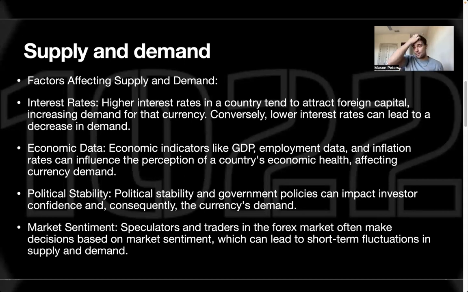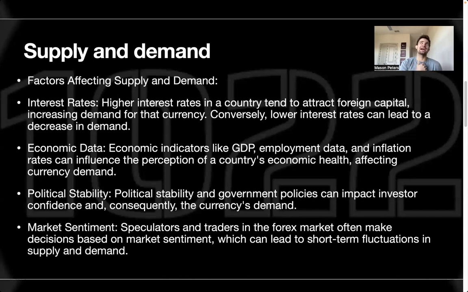Interest rates, which we talked about in the last video, right? The higher interest rates in a country tend to attract foreign capital, increasing demand for that currency. Conversely, lower interest rates can lead to a decrease in demand. So if short-term yields on treasuries and bonds are paying out 5% returns, are you going to own dollars or are you going to own Japanese yen, which is paying out negative 0.10% interest?